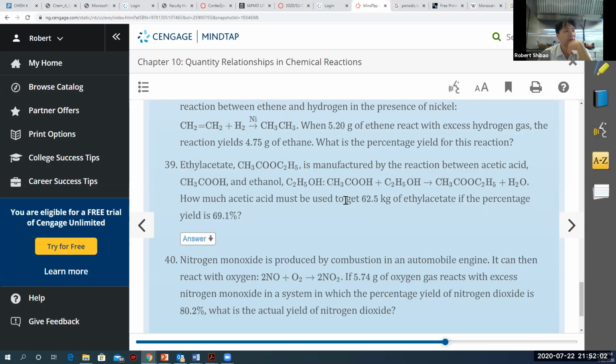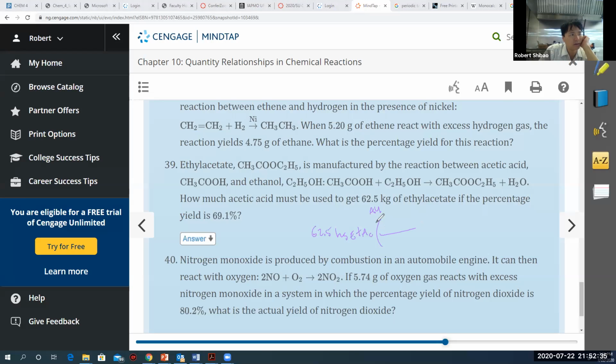So this is how much they want for their party. Maybe they want sweet, fruity smelling ethyl acetate for the party. They need 62.5 kilograms. So this is going to be the actual yield. And so we need to get this much. And so we've got to figure out, if we get that much actual, how much do we need to make theoretical? So we go 62.5 kilograms of ethyl acetate. Ethyl acetate, I'm just going to abbreviate ETAC: ET for ethyl, AC for acetate.